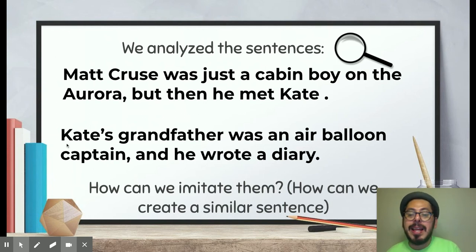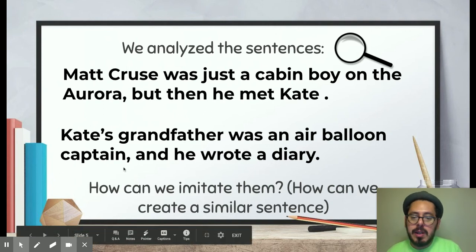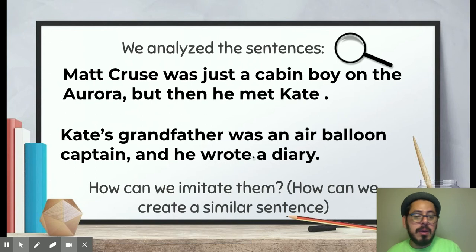Same thing in the second one. Kate goes capitalized. And grandfather, even though we're talking about a specific grandfather, we're not saying the name of that grandfather. So lowercase for that one because it's a common noun. Air balloon, air, lowercase, balloon, it's also a noun, lowercase basically because it's a common noun. We're not saying which balloon. We do know the name, it's in the story there in Airborne, but we just didn't write it here, so it stays lowercase. Captain stays lowercase, and then he wrote a diary. Now, diary stays lowercase because we're not saying the name of the diary. It doesn't have one.